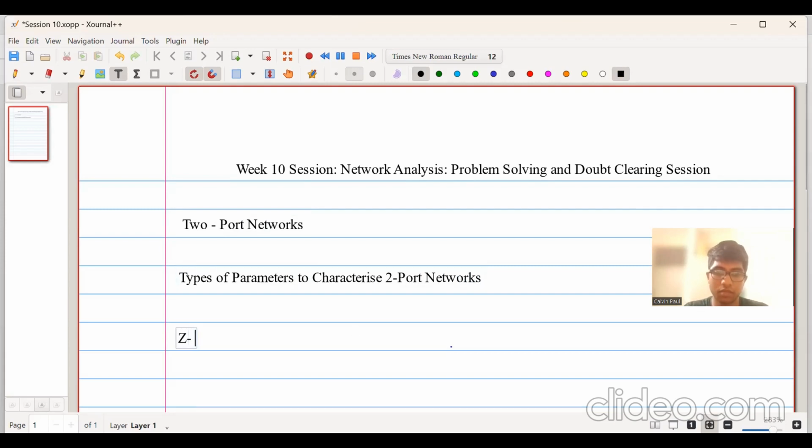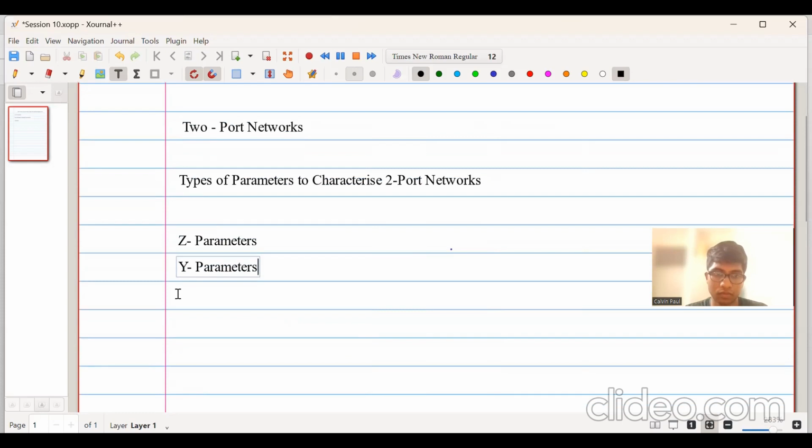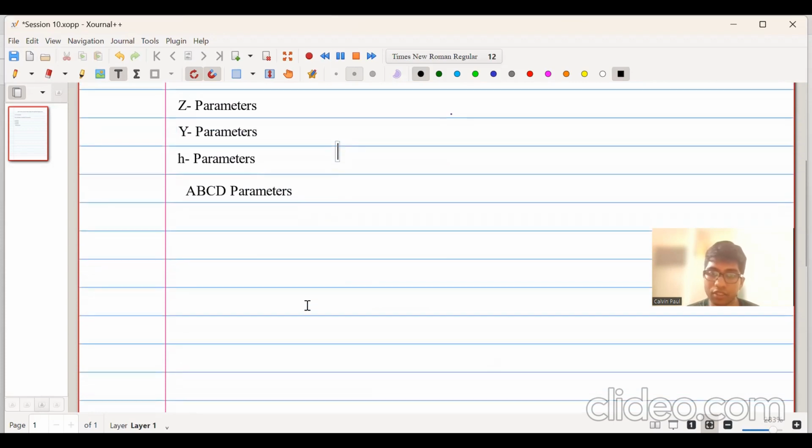Next, the Z parameters. Then there are the Y parameters. Next, the H parameters. And then there are the ABCD parameters. So these are the list of parameters which they have shown. Now we will draw a two-port network. We will draw a sample two-port network.